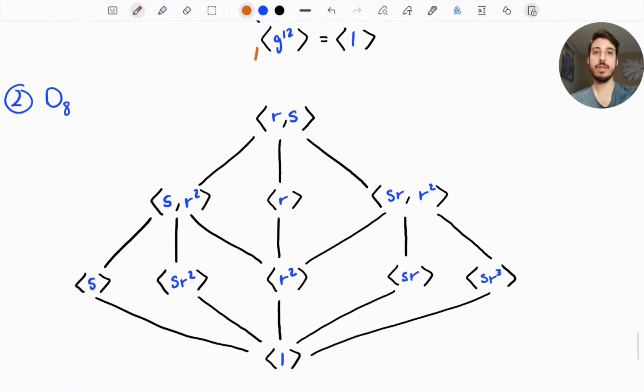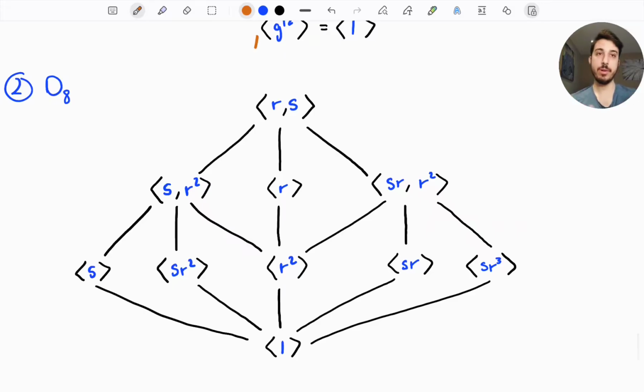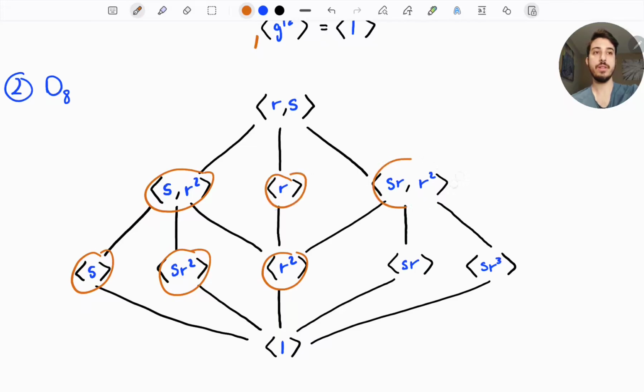The second example is a bit more complicated. It's the dihedral group of a square. We have D8 generated by rotations and symmetries. Now we have the subgroups generated by S and R squared, the subgroup generated by R, and the subgroup generated by SR and R squared. And each of these subgroups has an order that divides the order of the group. And these subgroups here are subgroups of SR squared. This is a subgroup of all 3 here. And these 2 are subgroups of this one here.